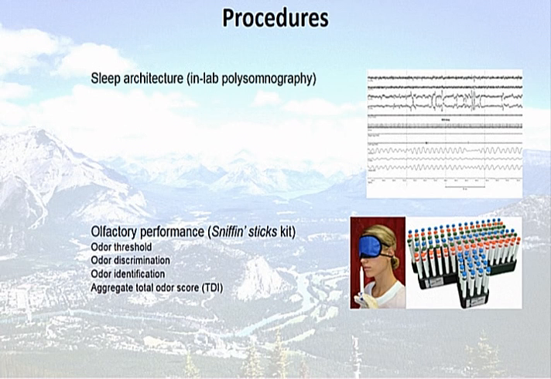Sleep architecture was measured inside the lab with polysomnography, and olfaction was measured with a validated kit called the Sniffin' Sticks kit. This provides you information on odor threshold, discrimination, and identification. All three scores can be combined to give you an aggregate total odor score. So in total, you get four different variables that give you an indication of olfactory performance.